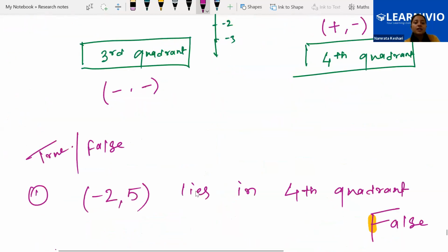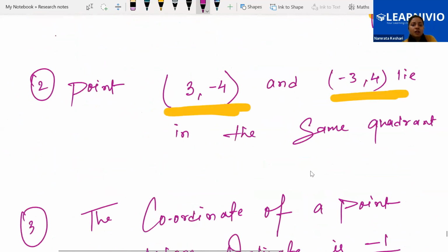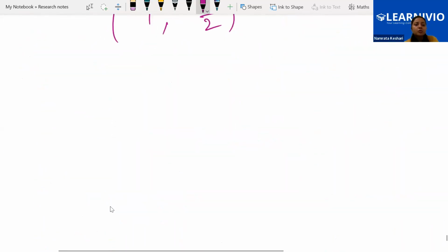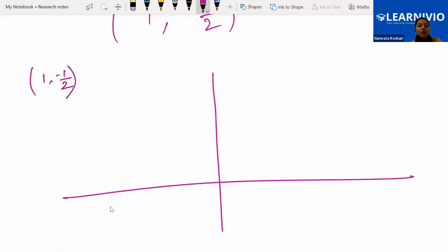If the coordinate is 1 comma -1/2, let's represent it. In which quadrant will it lie? First, second, third, or fourth? Fourth.